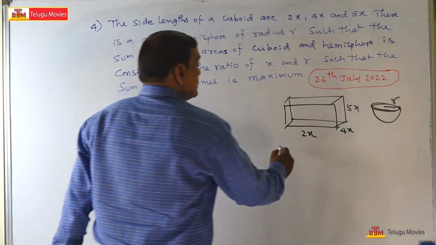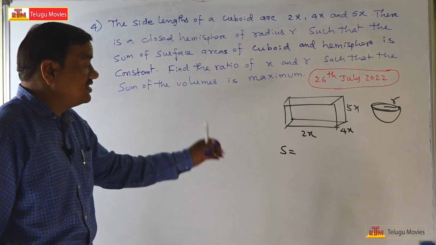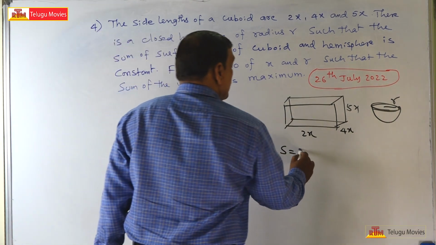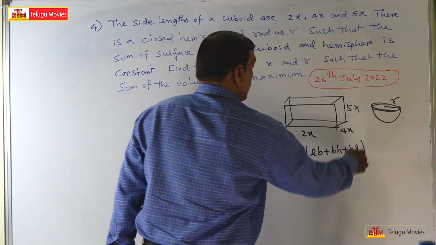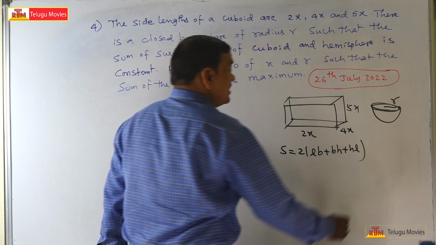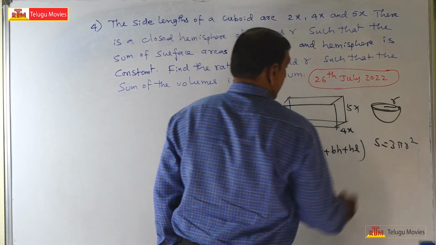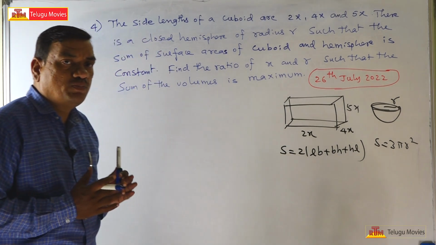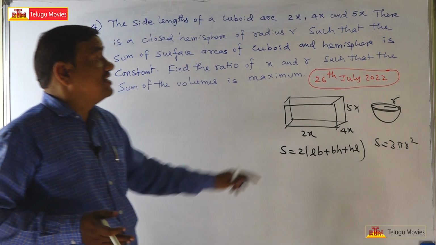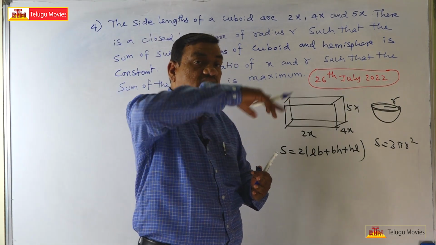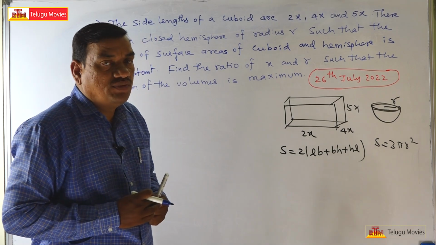What does the surface area mean here? Total surface area you have to take. What is the surface area of the cuboid? 2 into (LB plus BH plus HL). What is the surface area of the hemisphere? It is equal to 3 pi r square. For a total sphere it is 4 pi r square, for a hemisphere 2 pi r square, but he is saying closed. Closed means the top also will be counted, that is pi r square. On the whole, 3 pi r square.